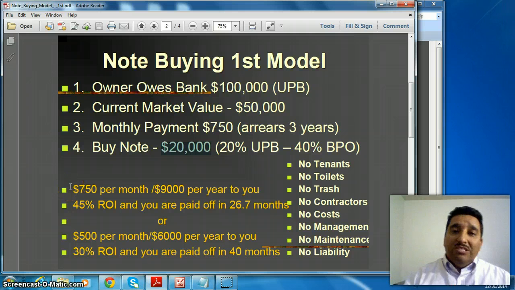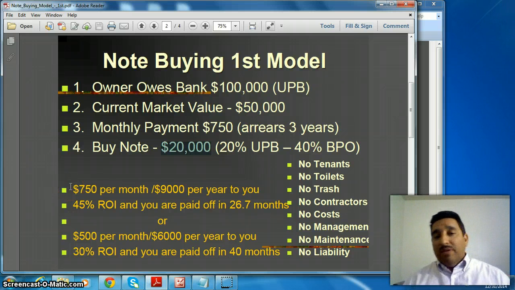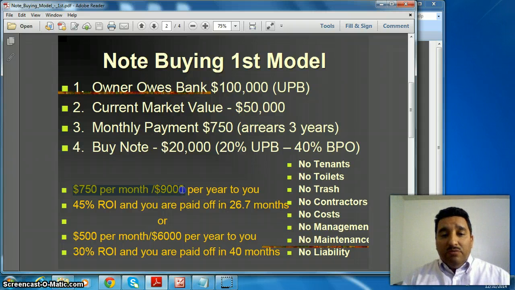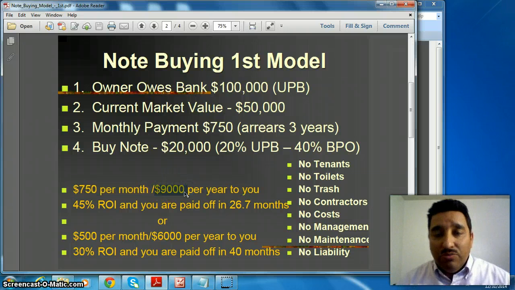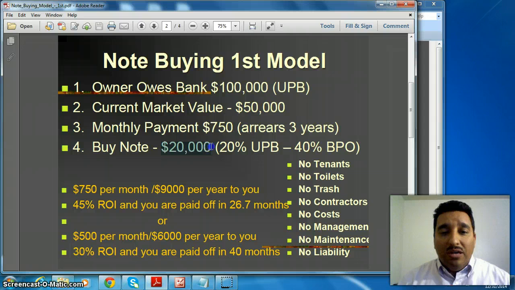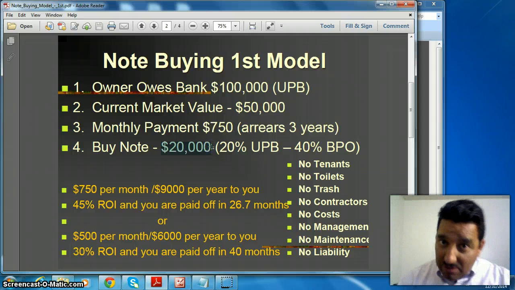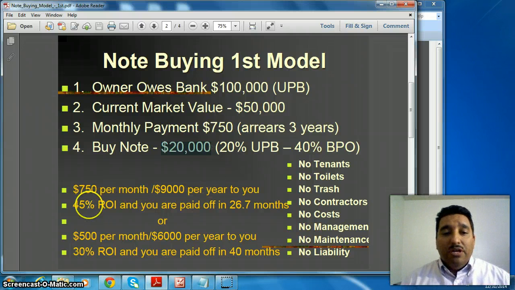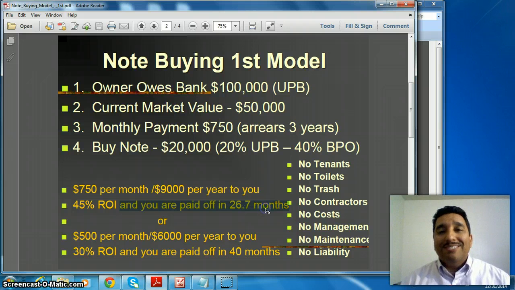Well, let's say the homeowner's situation changed, or some family member came in and wants to help them out, and they continually pay $750 a month. Well, 750 times 12 in 1 year, that's $9,000, right? $9,000 per year. Divide that by $20,000, your investment, the money that you paid to buy the note, you're going to get a 45% return on your investment. And you pay that $20,000 off in 26.7 months. That's a little over 2 years.